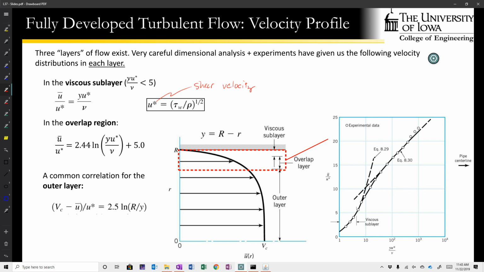So what they've done is through the experiments, they've determined that there are really 3 regions of flow. We introduced those: the viscous sublayer, the overlap layer, and the outer layer. And each one of these obeys a different empirical relationship. Very near the wall, in this viscous sublayer, the dimensionless velocity, u bar over u star, is equal to the right-hand side of the equation. So over here we've got the dimensionless velocity, and this is what's called the dimensionless distance from the wall. And this is in a semi-log plot. This is in a linear plot, so this is that viscous sublayer right here.